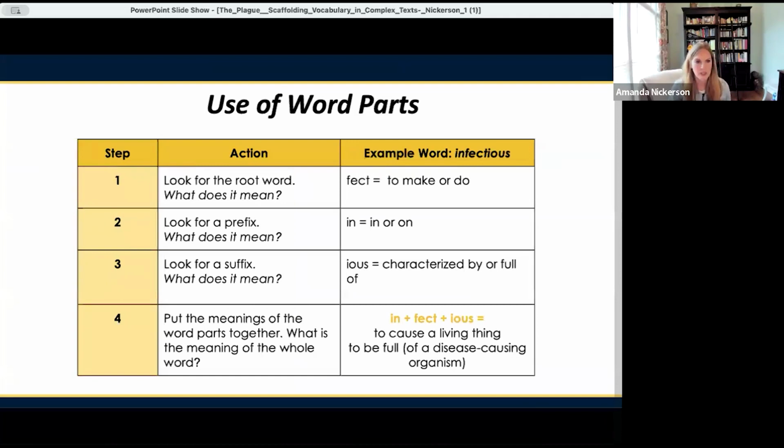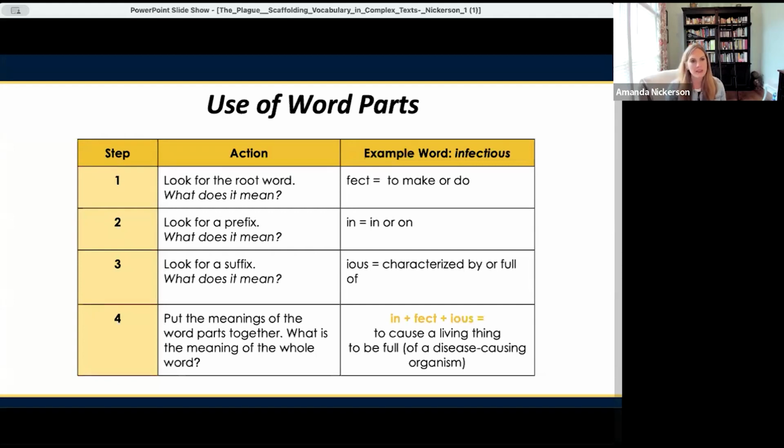That brings us to the importance of using word parts as well. And so we want to help teach generalizable decoding and vocabulary skills. So we teach them root words because we want them to be able to identify them. So if I've taught fect means to make or do, that is helpful to them when they come across a word like infectious on a test. I'm going to teach them to look for a prefix and think about what it means. So in means in or on. I'm going to have them look for the suffix and think about what it means. In this case, ious just means characterized by or full of something.